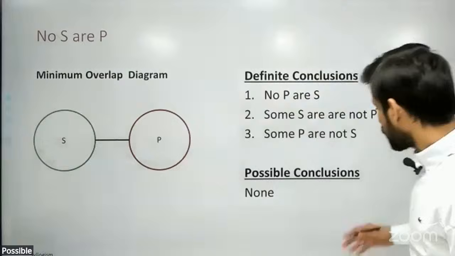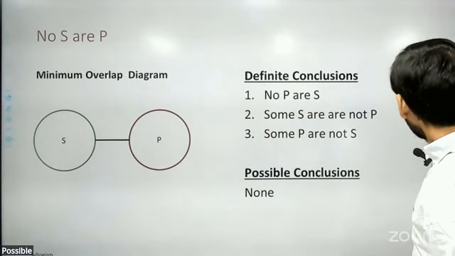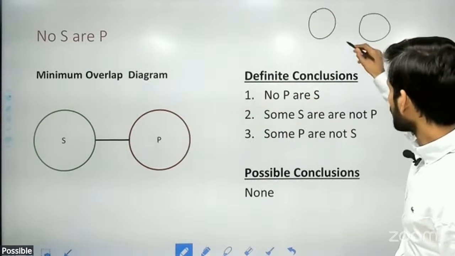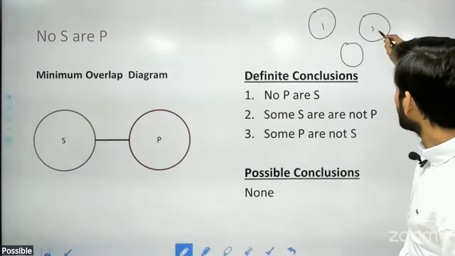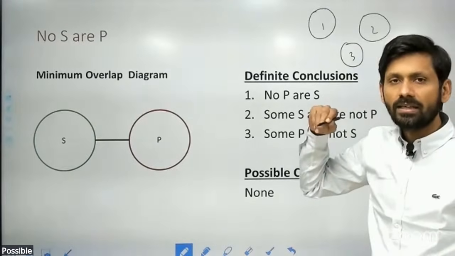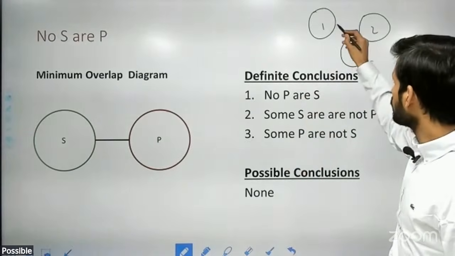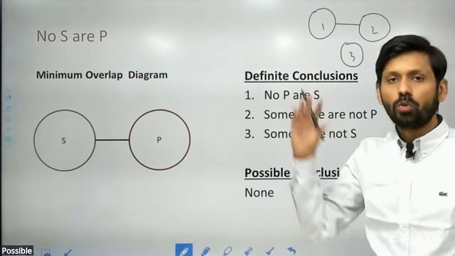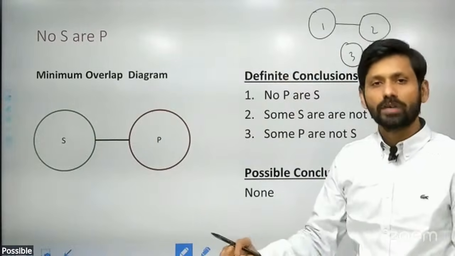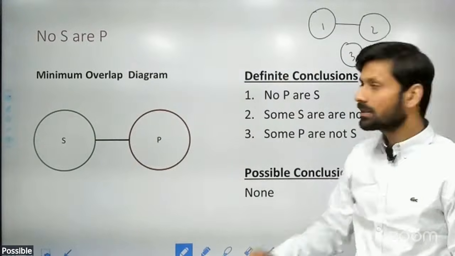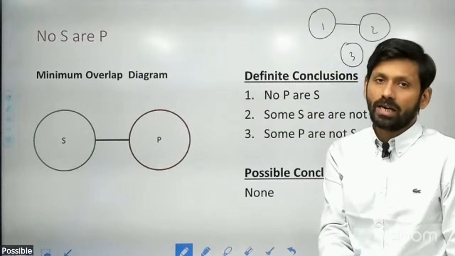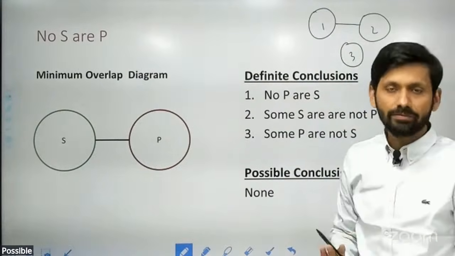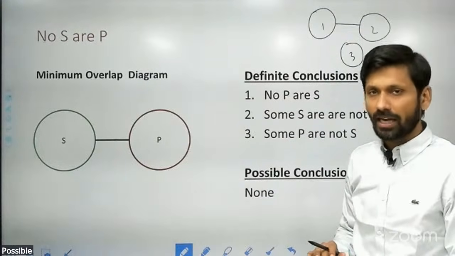Because you'll realize when we solve some questions, we end up drawing a lot of circles. So for example, I'm drawing 3 circles, 1, 2, and 3, and there is a statement given, no 1 is 2. If I draw this line, it keeps the diagram simple and clear. What I know from this diagram is 1 and 2 cannot overlap. S and P cannot overlap. 1 and 3 may overlap. 2 and 3 may overlap, but 1 and 2 cannot overlap. So it keeps the diagram very clear, and I prefer drawing a line.